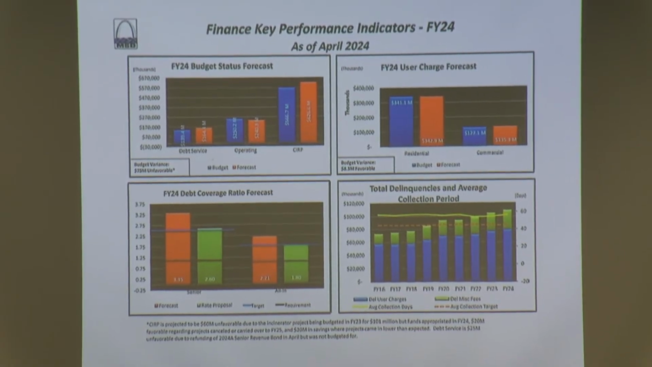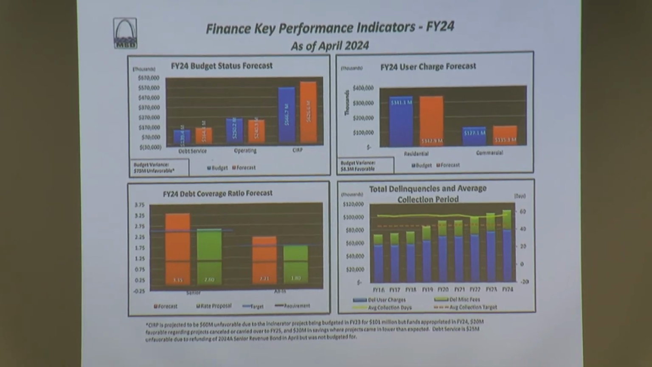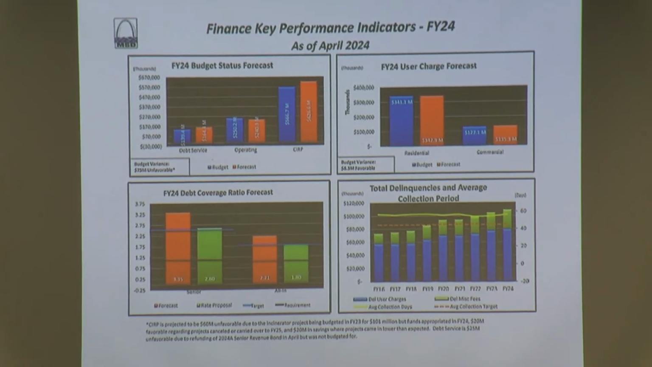So moving over to our budget forecast for expenditures in the top left-hand portion of the chart. Overall, this is showing a budget variance of $75 million unfavorable. And I believe I've explained this previously. The reason for that is for the incinerator project, we budgeted roughly $100 million in FY23. We didn't appropriate those funds until FY24. So you get a mismatch between when we actually budgeted and when the appropriation came to the board. So it's skewing those numbers.